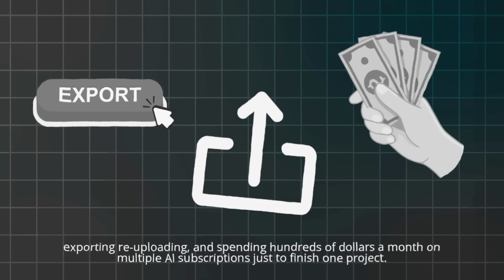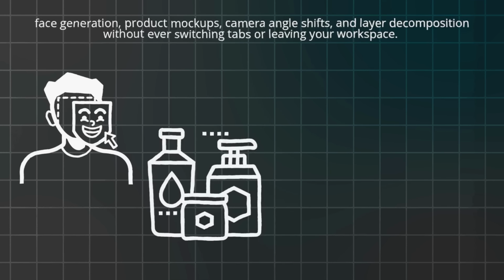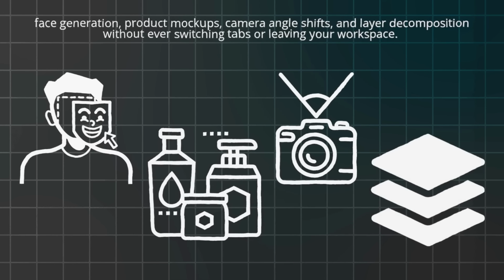a month on multiple AI subscriptions just to finish one project. Higgsfield changes everything by living right inside Photoshop, replacing your entire AI tool stack with a single completely free extension. From your existing layer panel, you can instantly handle face generation, product mockups, camera angle shifts, and layer decomposition without ever switching tabs or leaving your workspace.